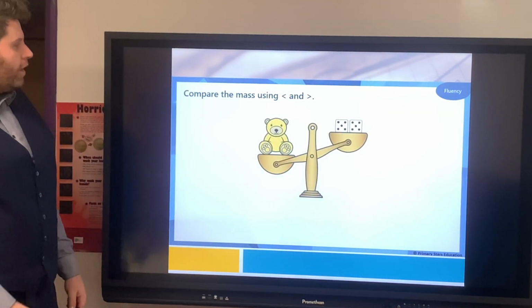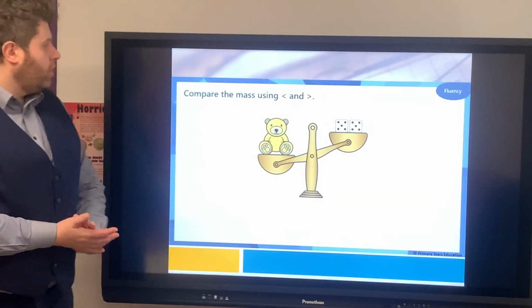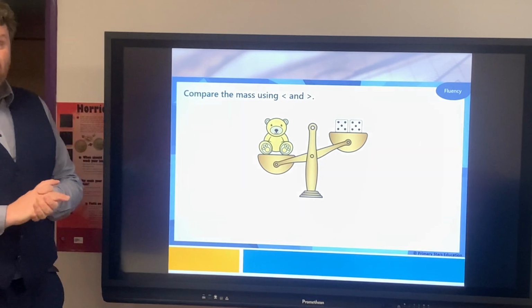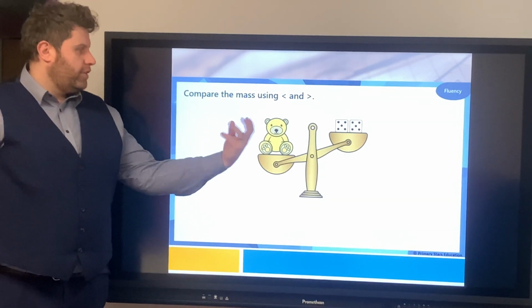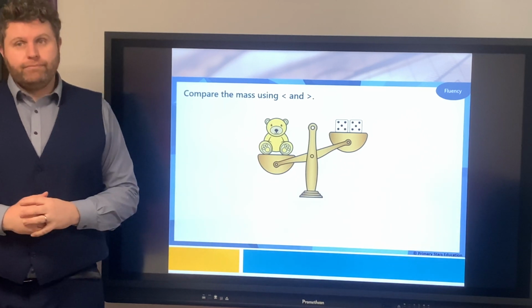So clever. Okay, now we've got a cute little teddy bear and some dice. Okay, compare the mass using greater than or smaller than or less than. So we've got the teddy and the dice. How would you compare them using those signs?